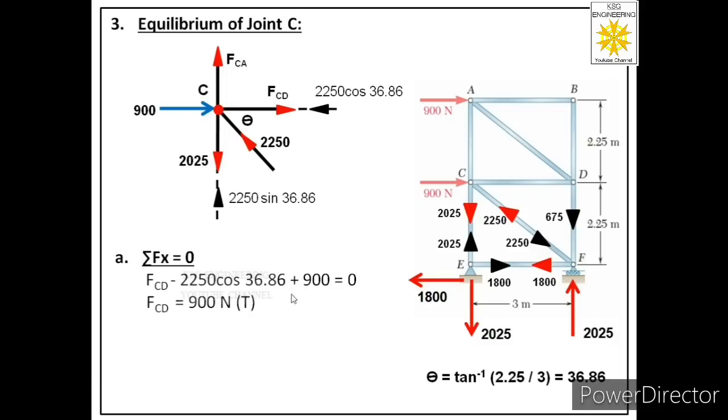From here we will get value of FCD, and we got positive value. That means the direction which we assumed for FCD at the start is correct. It means it is a tensile force.